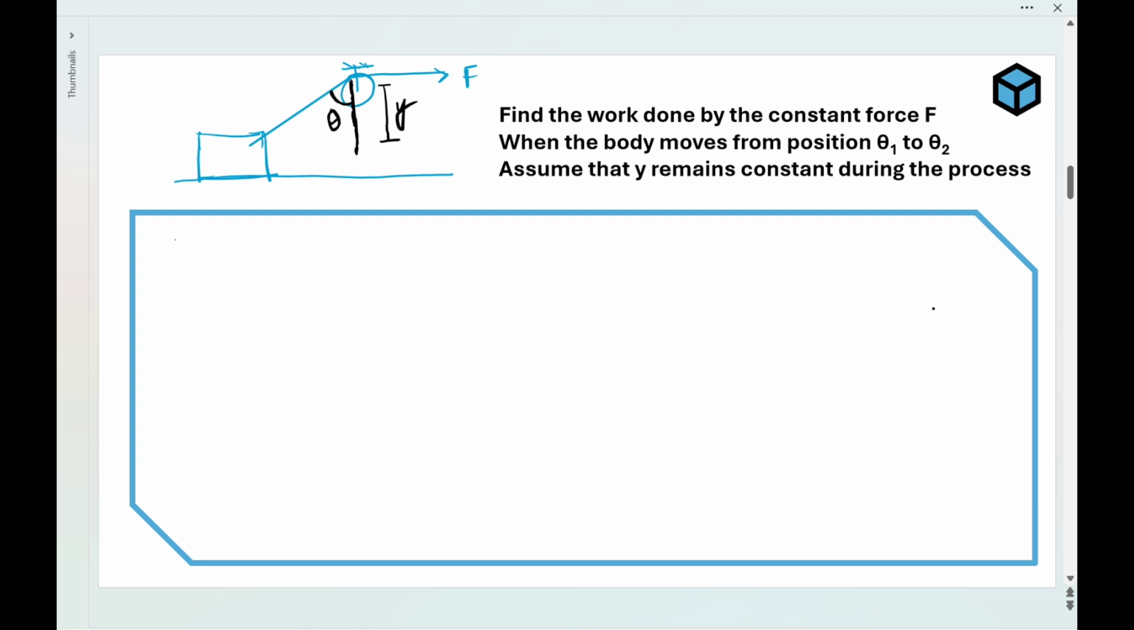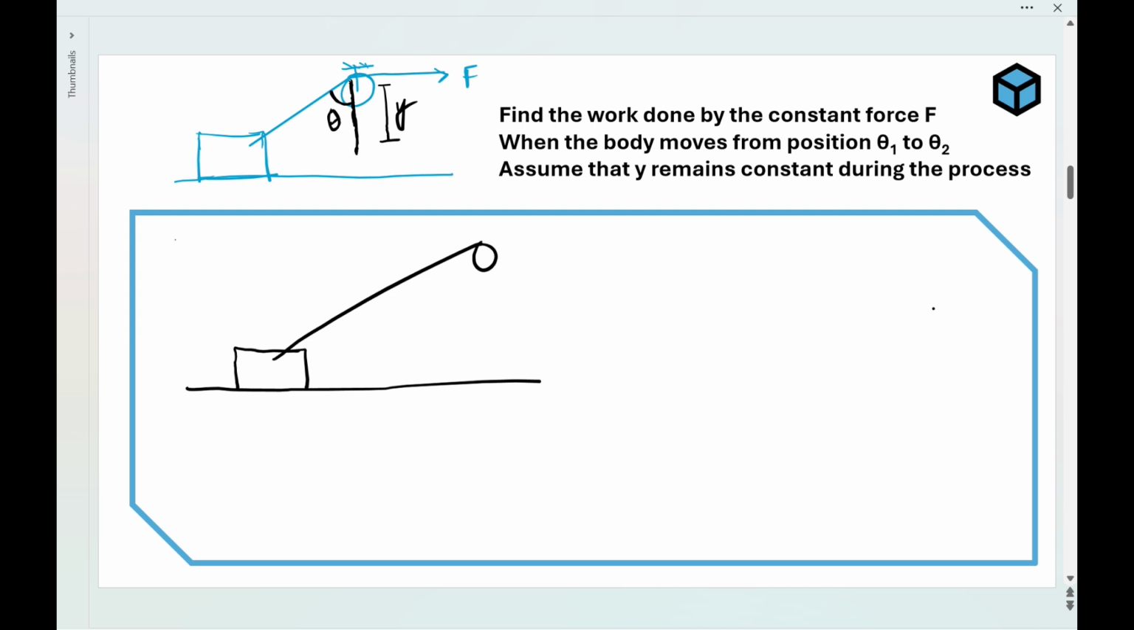So we have to find the work done by the constant force F when the body moves from the position theta 1 to theta 2, assuming that the y remains constant during the process, which means the body is not going in the air suddenly. It's a normal process. So there's a ground like this. I have to draw somewhat bigger.